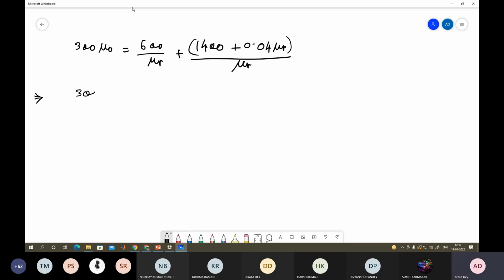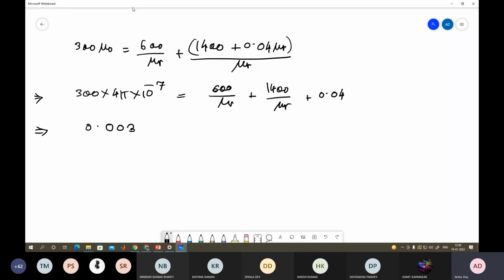So then it will become 300 into 4 pi into 10 to the power minus 7. So 600 by mu r, then 1400 by mu r, then 0.04, right? So this will turn out to be, let us calculate, 4 into pi into 300, which is 0.00377. That is equal to this 600, so it is 2000 by mu r plus 0.04.